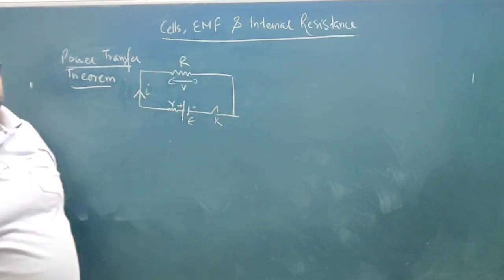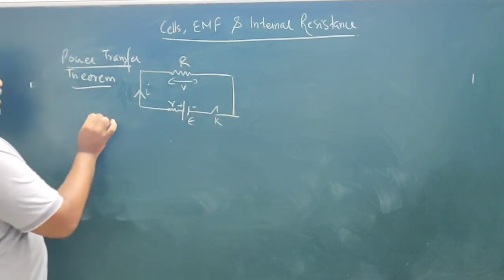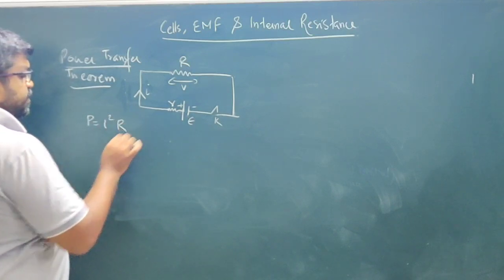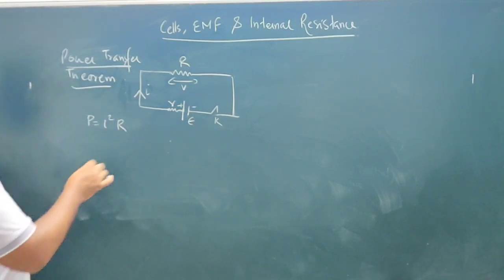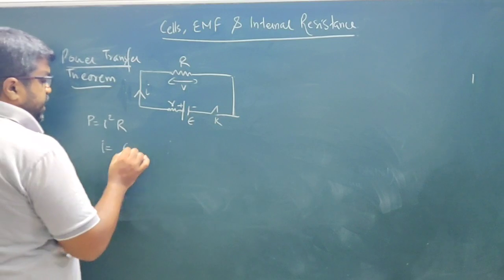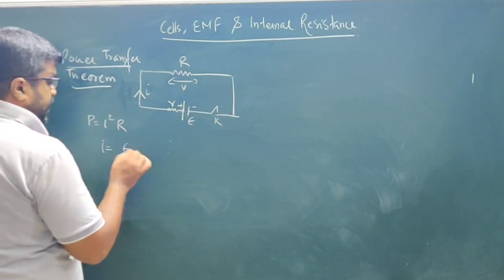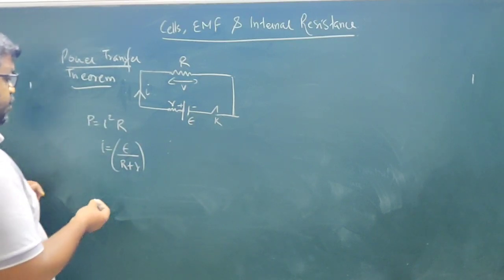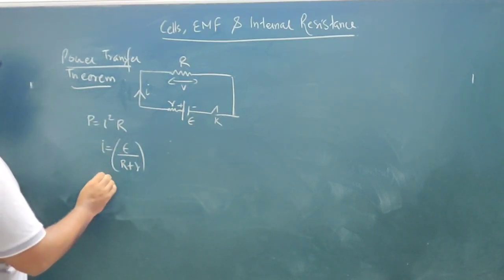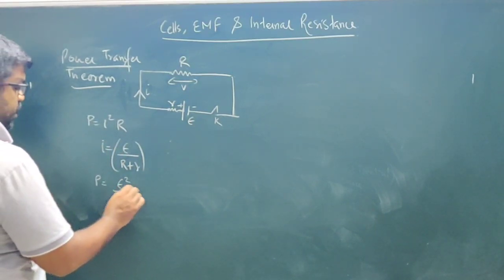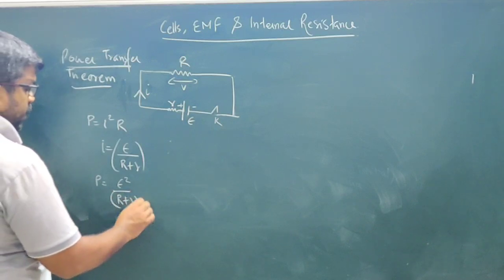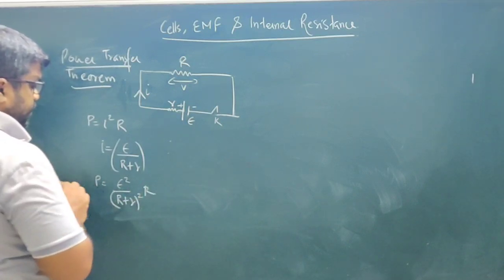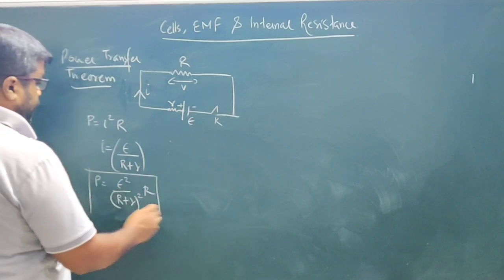So again we are going to use the same circuit. Power is I square R, and what is I? I is E by R plus r. This is the current. If I substitute this value over here, I get P is equal to E square by (R plus r) square into R. So this is the expression for power.